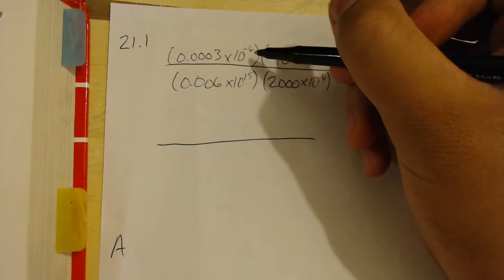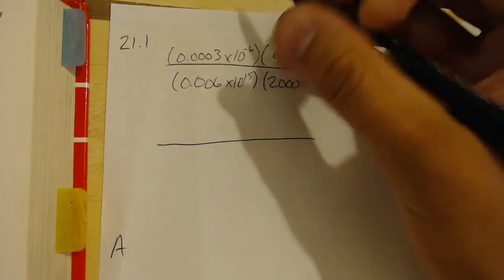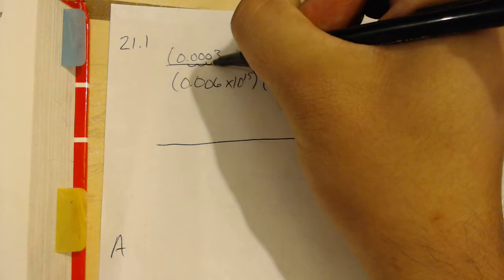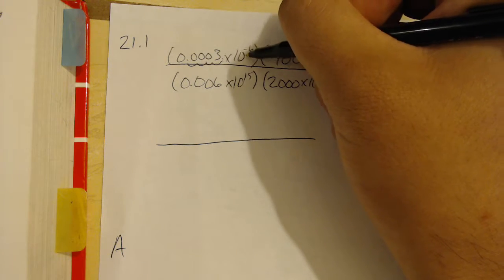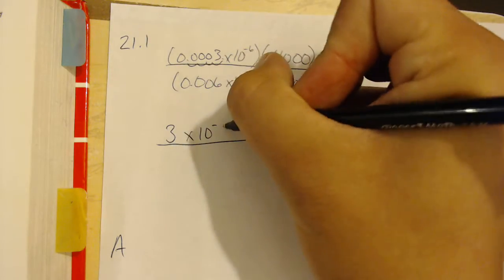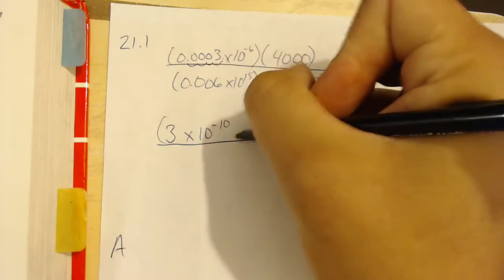So starting with the numerator, we have to rewrite these in true scientific notation, which means we have to move some decimal points. This one we move to the right 4 spaces. So if we move it to the right, we subtract from the exponent. So we subtract 4 from the exponent of 6. That gives us 3 times 10 to the power of negative 10.